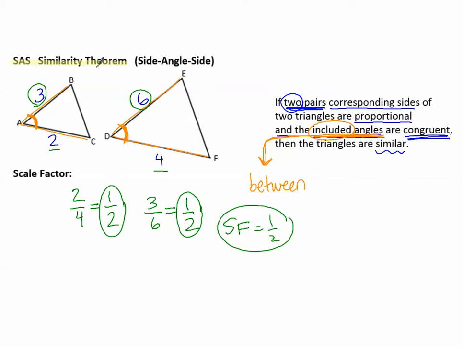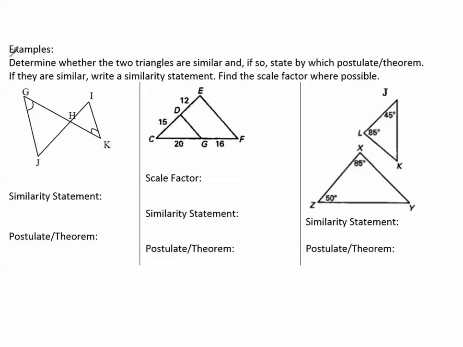So remember, you've got 3 shortcuts in order to tell that triangles are similar. Let's practice. Examples. Determine whether the two triangles are similar, and if so, state by which postulate or theorem, remember that's our angle-angle, side-side-side, or the combination side-angle-side. If they are similar, write a similarity statement. Find the scale factor where possible.